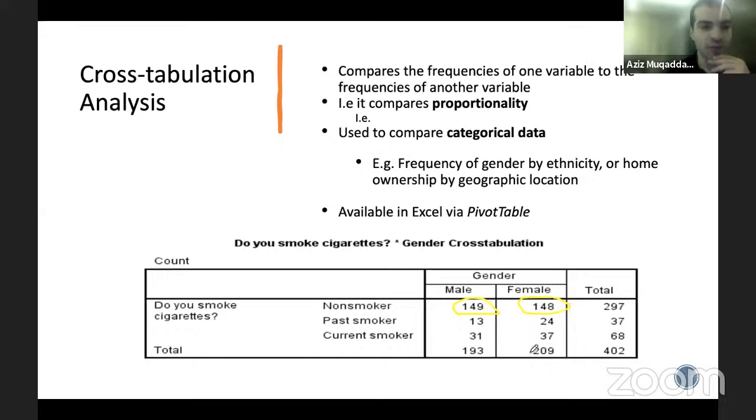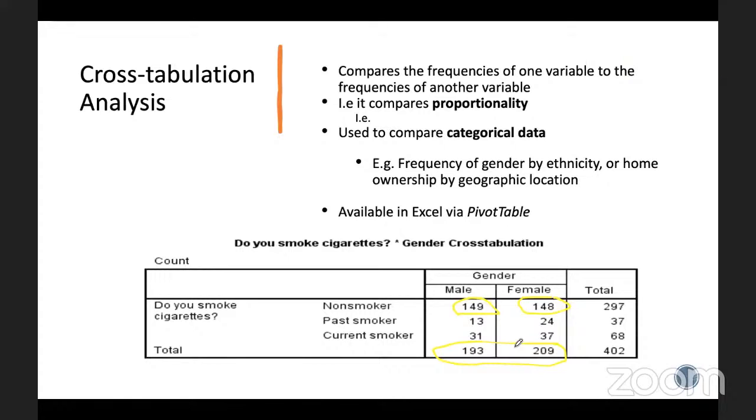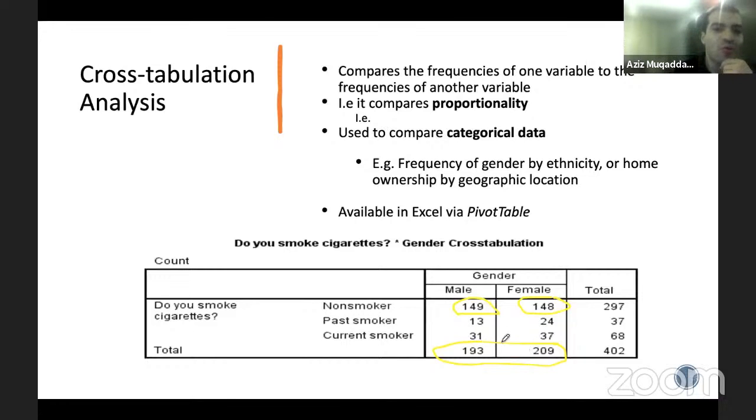What would be the issue with the totals, though? What's the issue right here? What do you notice? What's the issue? There were more women in the study than men. Right, so in this sample, there are more females than males. Why? How would that matter? Why should we care about that? What's the problem with that?